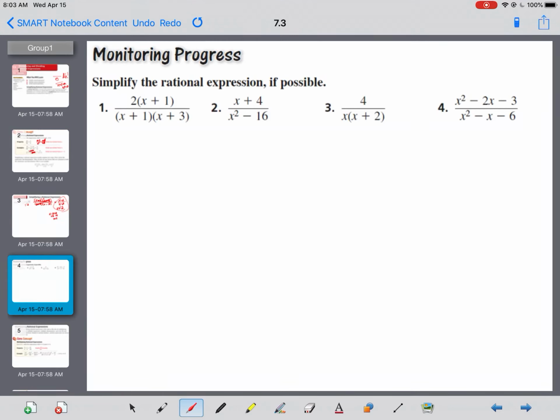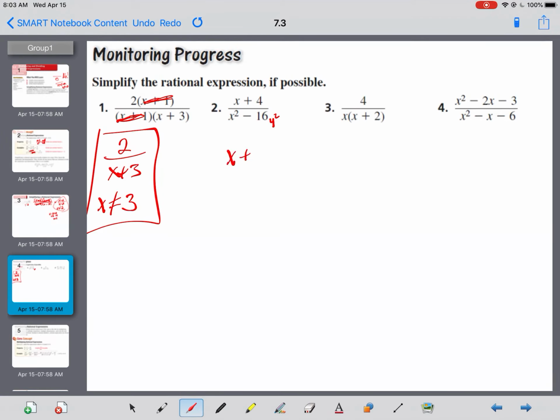All right, here's a couple right here. Give it a pause, try them, come back. Let's see how it goes. All right, let's look at number 1. Number 1 is already factored. That's nice. So all I've got to do is scratch out the things that they have in common, top and bottom. That leaves me with 2 over x plus 3. x can't be 3. Don't forget what x can't be now that x's are in the denominators.